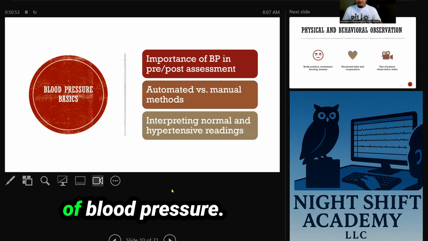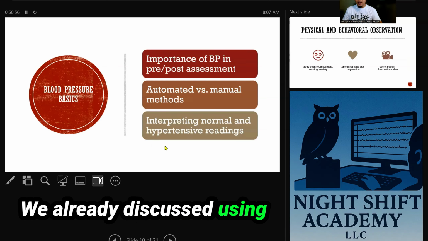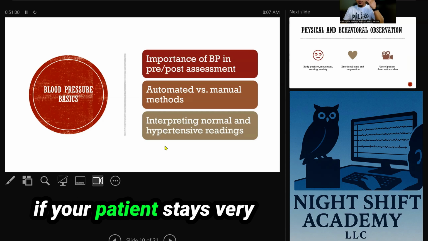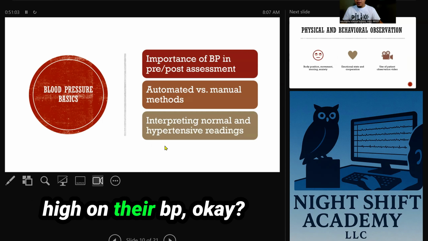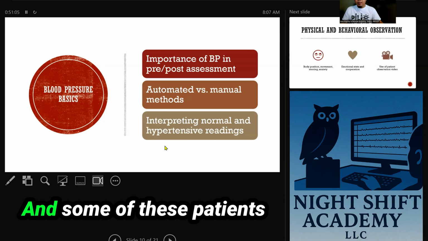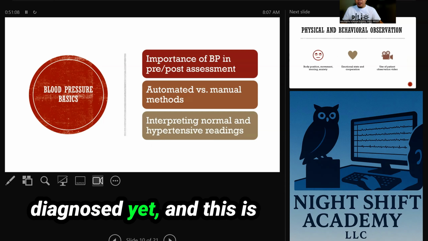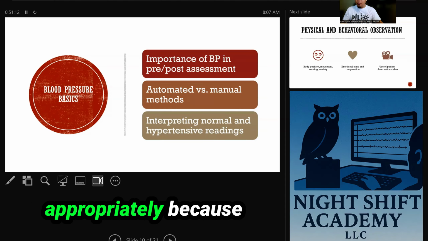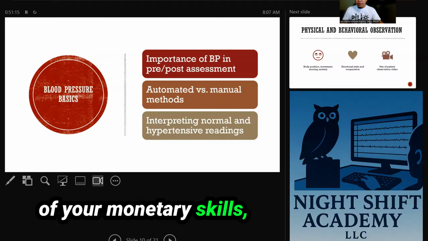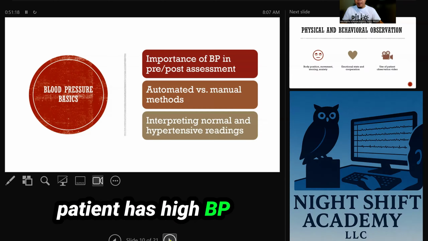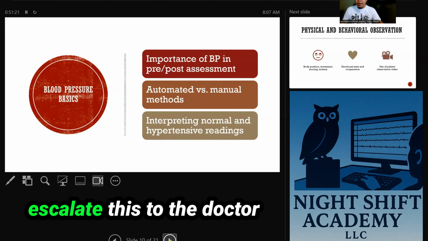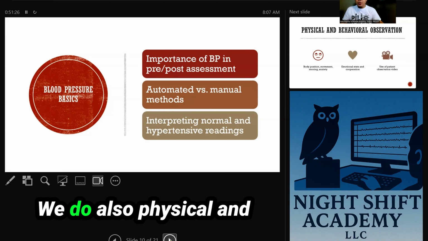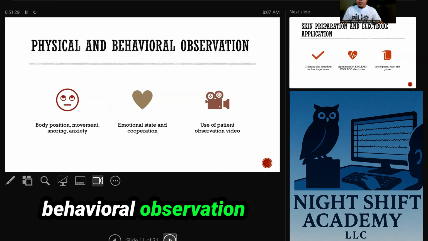And again, the importance of blood pressure, we already discussed. Using an automatic blood pressure machine and moving to manual is very important if your patient stays very high on their BP. Okay, and some of these patients might not have been diagnosed yet, and this is the first time they go to a sleep lab, and you can help them get diagnosed appropriately because of your monitoring skills. You identify that the patient has high BP, and then you notify and escalate this to the doctor or to the sleep providers.